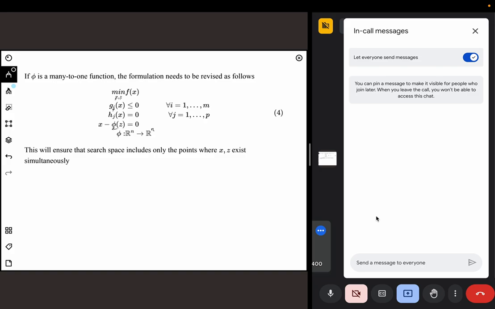No, no. I and j are just the number of constraints. It has nothing to do with x and y. X belongs to Rn. So if n equals 2, then it will be x and y. X is always a vector. Whenever I write x here, x is a vector. And this I and j are the number of constraints.